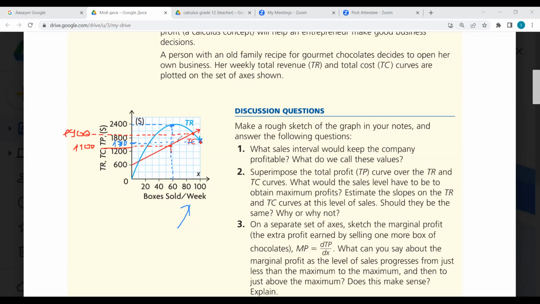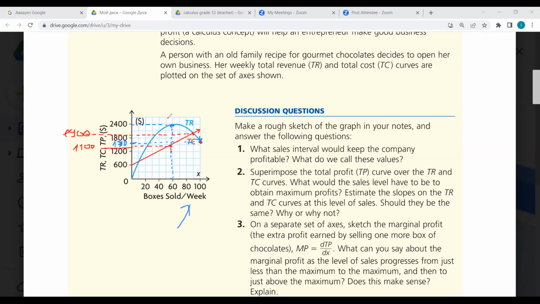So now we see that we would like to look at when the TR graph is higher than TC, right? Because when it's higher, the difference between these two graphs is our profit. Because revenue is not a profit. Revenue is like you bought something, you sell it, and all the money that you get from selling is the revenue. But profit is the difference between the price that you buy and the price that you sell. You got it?